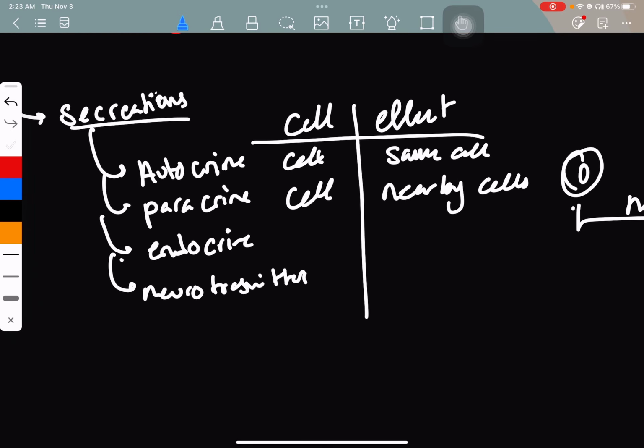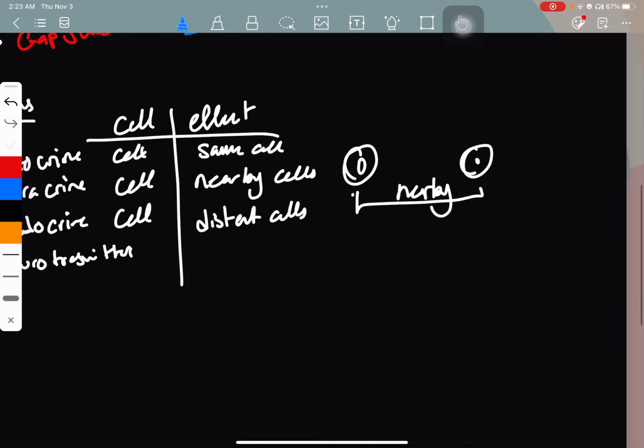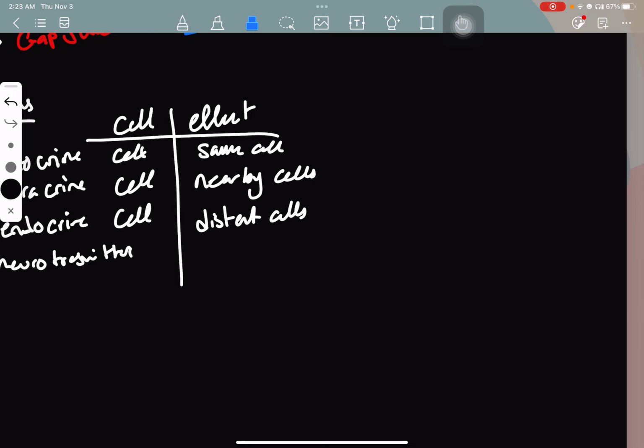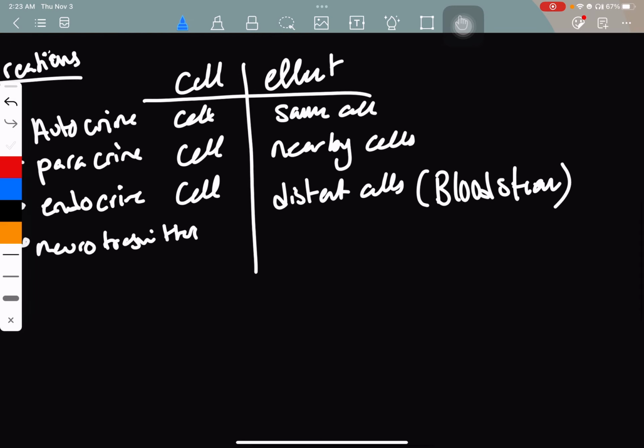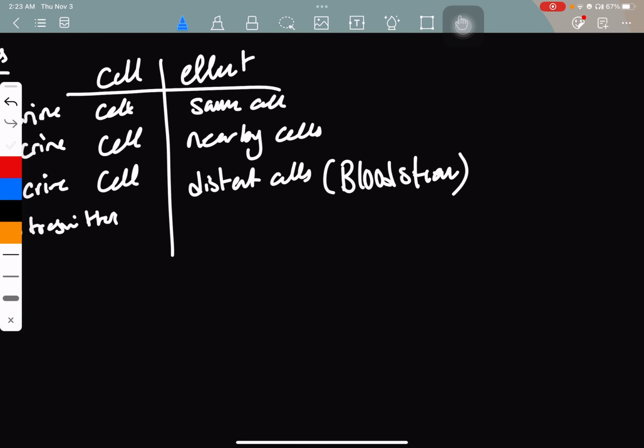The next one is endocrine. This is from one cell to distant cells, cells that are far away from each other. We're talking about something going through the bloodstream, like hormones and stuff like that.